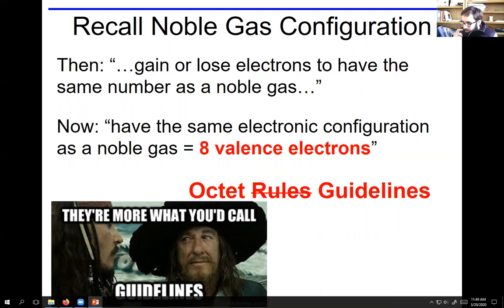There are some exceptions to these octet rules, which we will learn about in a few slides later on at the end of this chapter. And so I want you to think about these as octet guidelines. It's not 100% true, but most of the time this will be true, and I'll walk you through later on where the exceptions are.